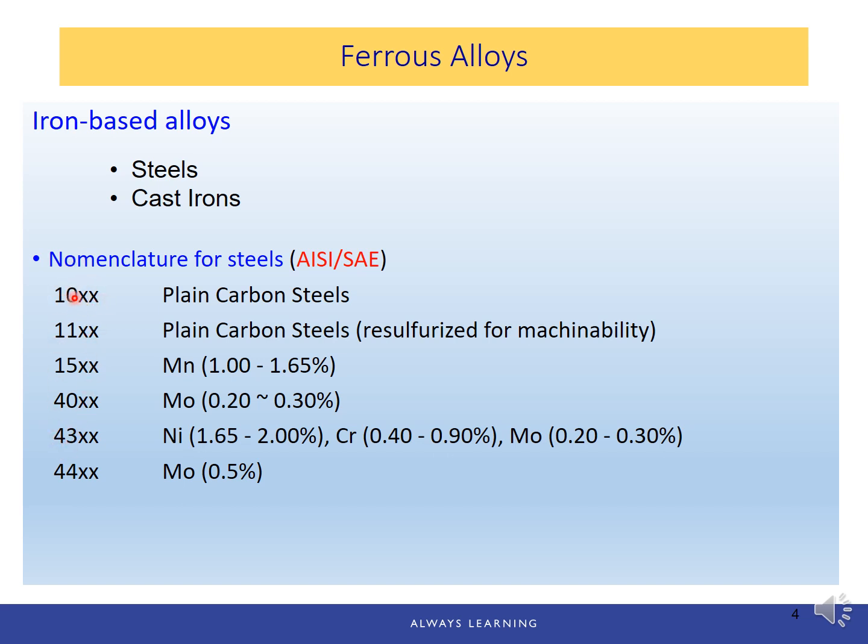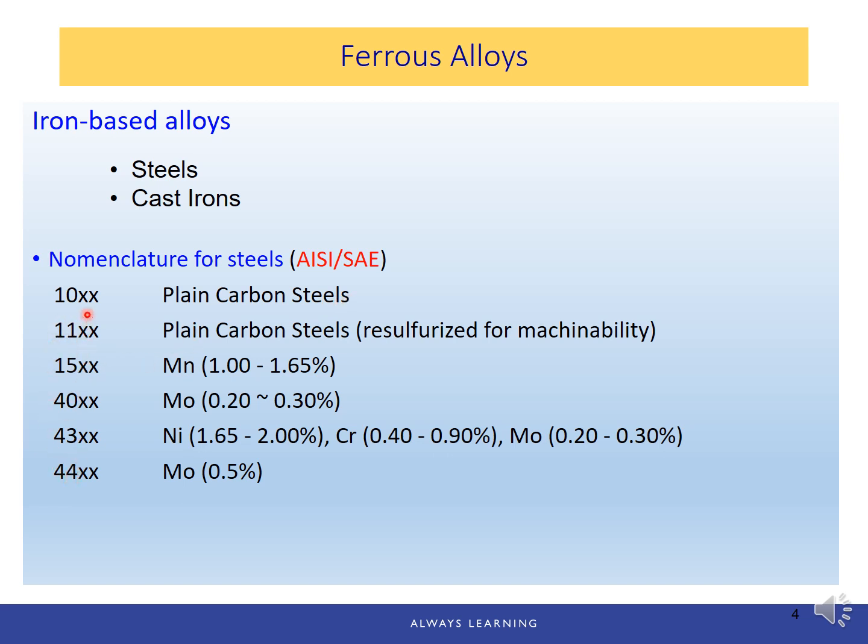The first two digits indicate the alloy content. The last two digits give the carbon concentration. For example, plain carbon steels start with 10. So the first two digits, 1 and 0, indicate it is a plain carbon steel without any alloying element. And so on.